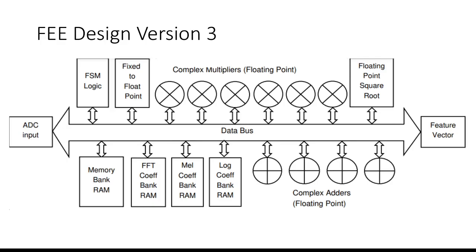Feature extraction engine version 3 is shown. It has a single processing element, which has 4 adders, 6 multipliers, 4 registers each of size 33 bits and 1 square root unit.